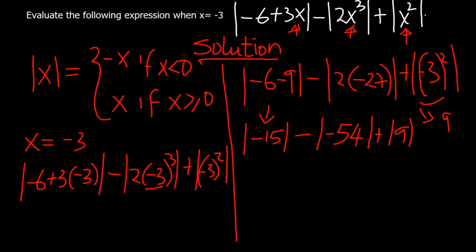So this is just going to be 15. Remember, the absolute value of -54 is 54, so we are going to have -54 over here plus 9. So the result here is going to be 15 plus 9, which is 24. 24 minus 54, so it's -30. So that's the answer to the problem.